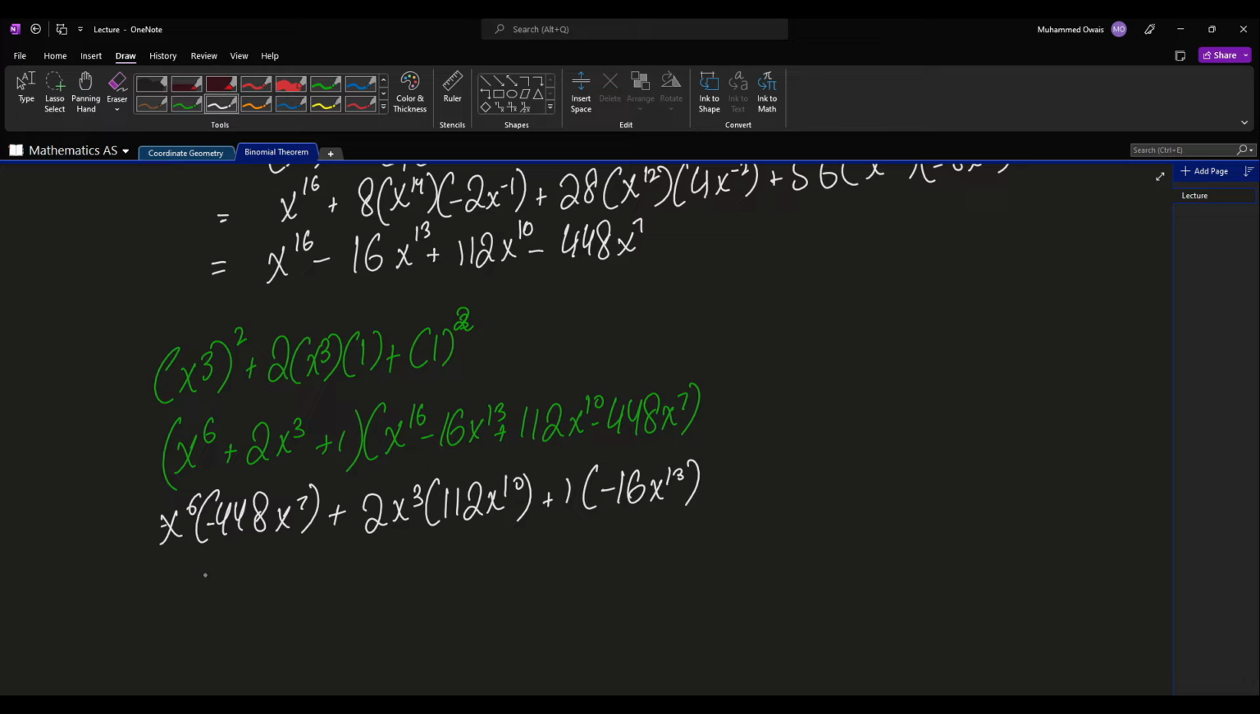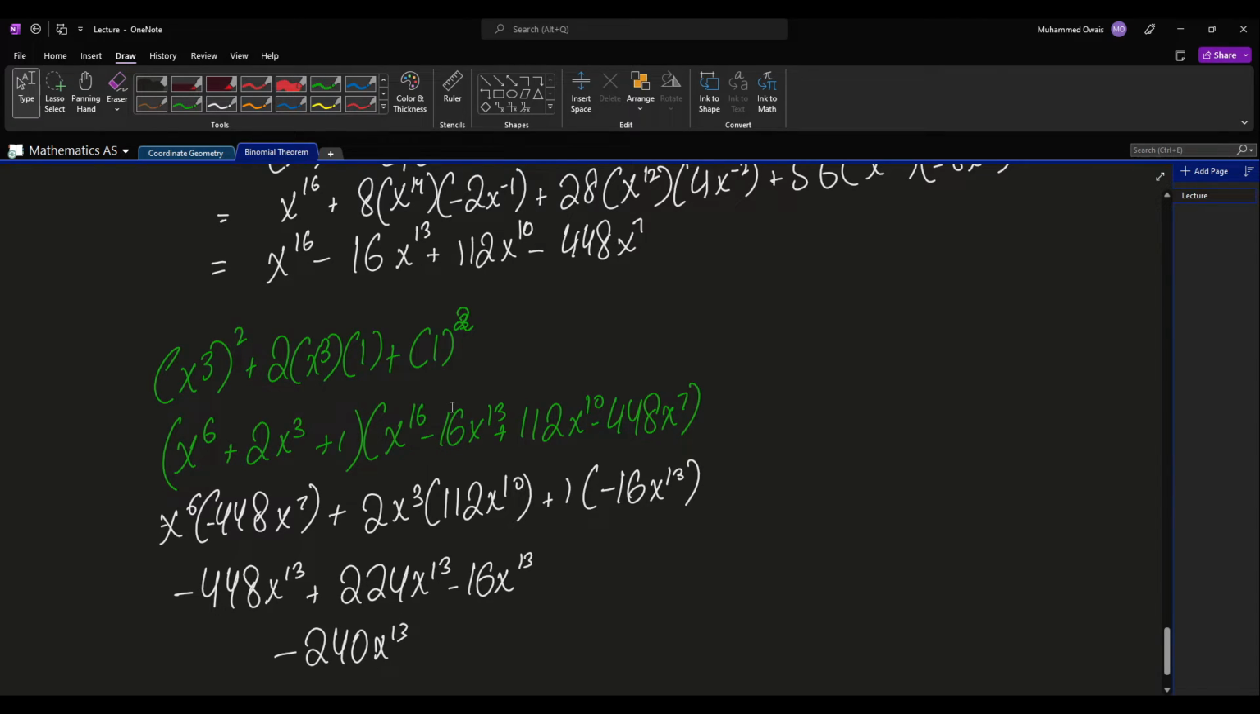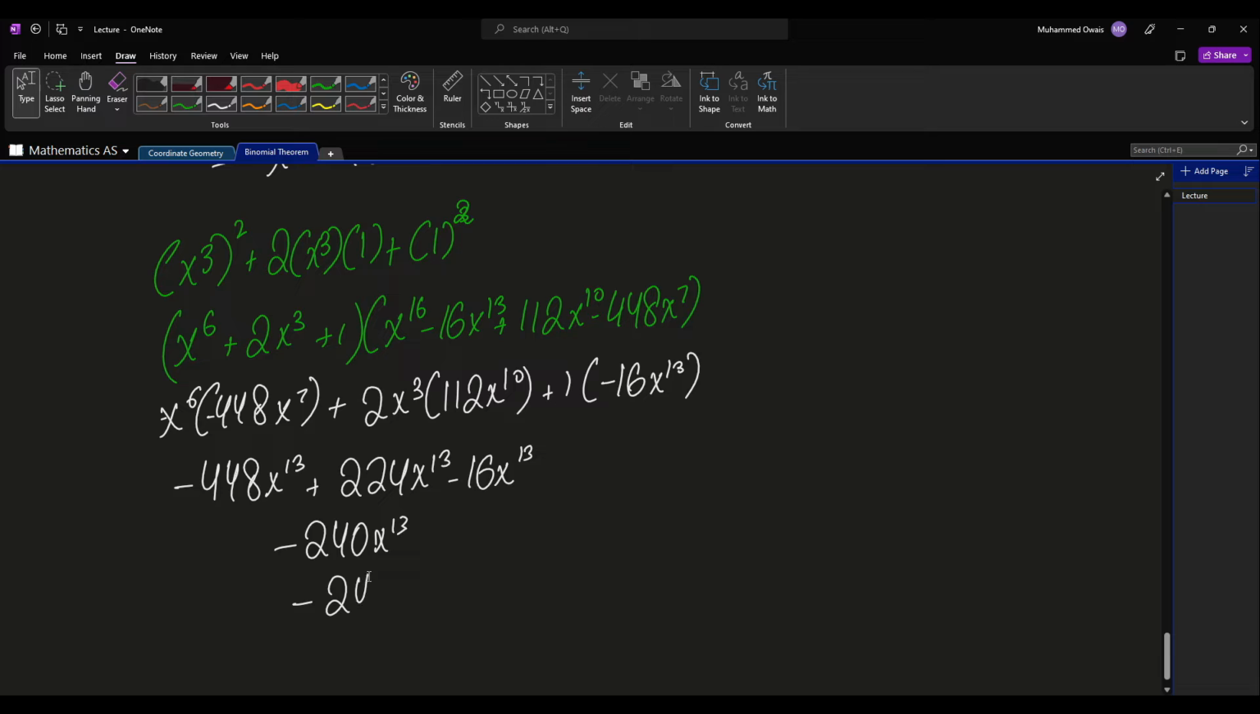Now then, let's do this. Minus 448 x13 plus 112 into 2. This gives me 224 x13 minus 16 x13. So minus 448 plus 224 minus 16. This gives me minus 240 x13. So then the coefficient is minus 240. That is our answer.